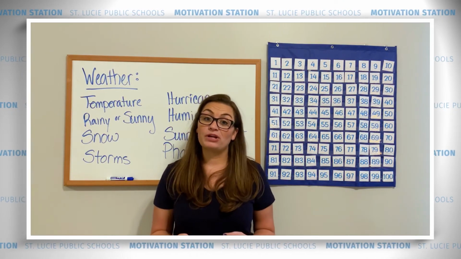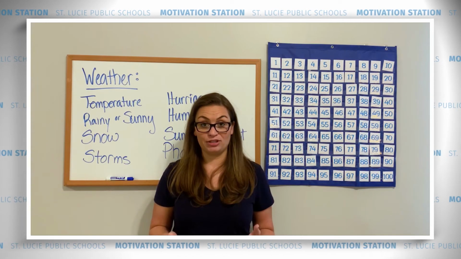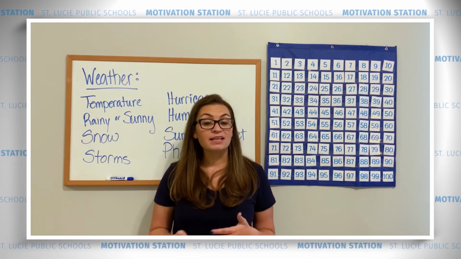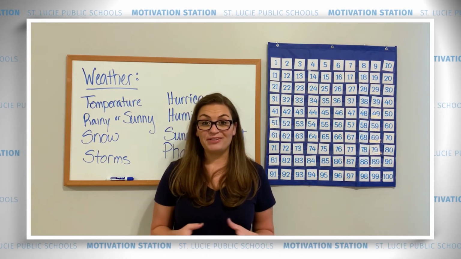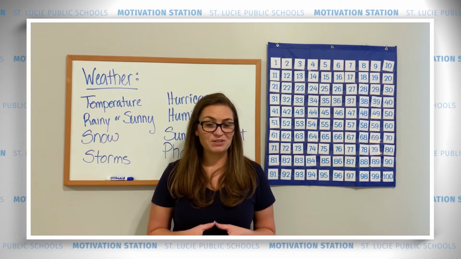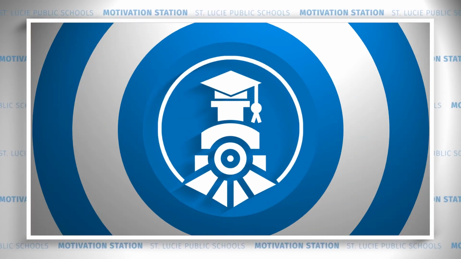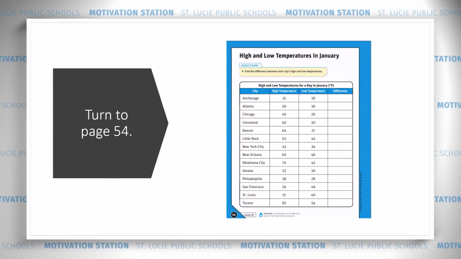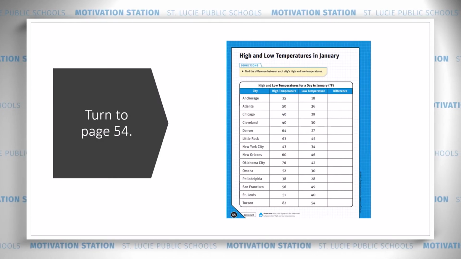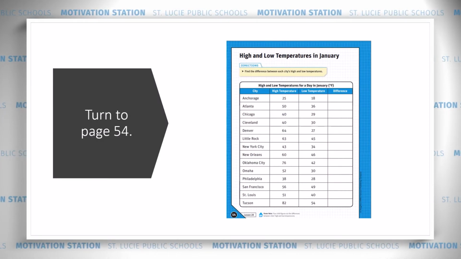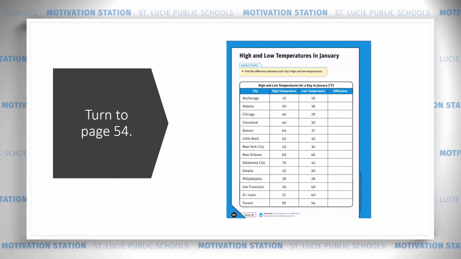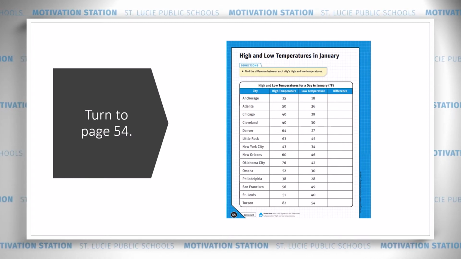Now we're going to go to our workspace books where we're going to look at temperatures, highs and lows in different cities around the United States. Let's go see if we find anything interesting. But for now, turn to page 54. On page 54, you will find a list of cities and their high and low temperatures in January.